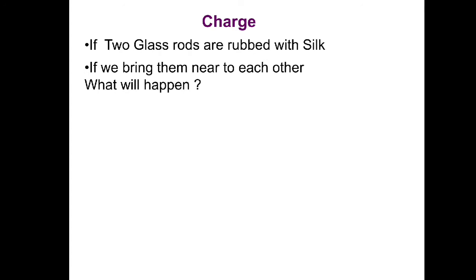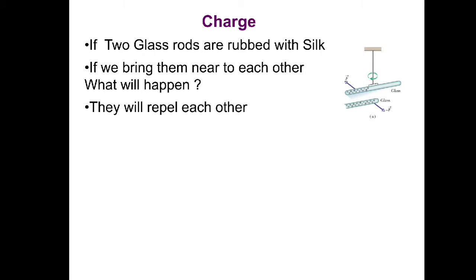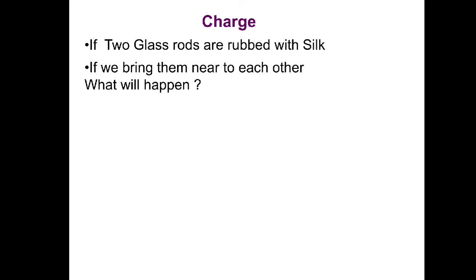Let us see charge. To understand what a charge is, let us consider two glass rods which are rubbed with a silk cloth. When they are rubbed with a silk cloth, the rods acquire positive charges, and the silk cloth acquires negative charges. It is not like creating positive and negative charges. It is like transferring electrons and protons from one substance to another. Therefore, two glass rods which are positively charged, when brought together, repel each other.